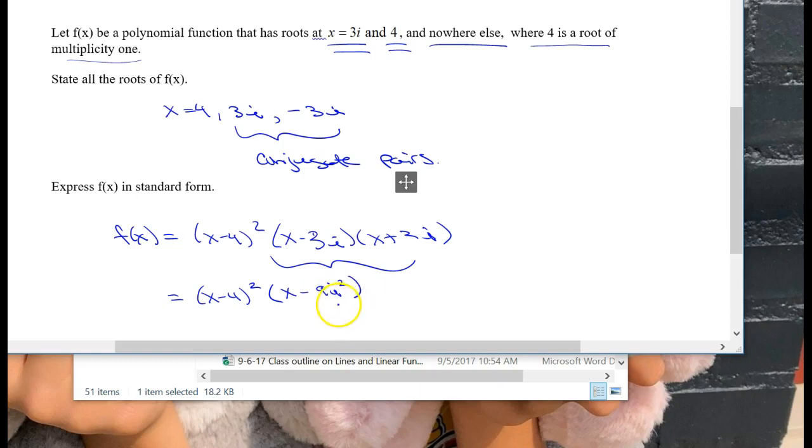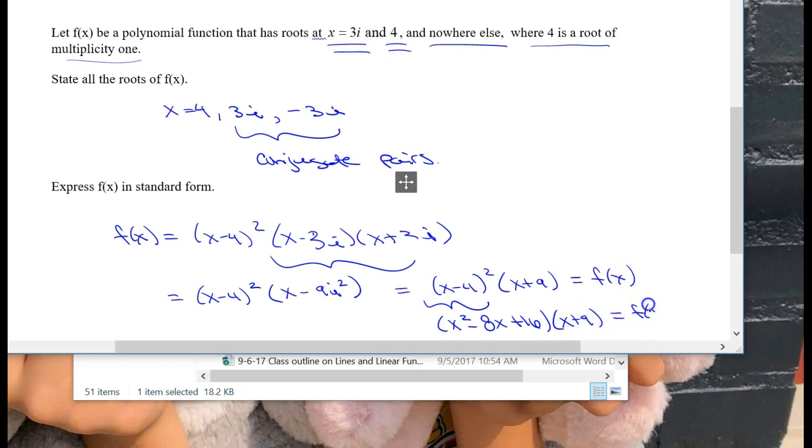All right, but you would never leave i squared as it is. You would write this as x minus 4, all that squared, times x plus 9, because i squared is negative 1. And this now is your f of x. Now, to go all the way through to standard form, you do have some work to do. You have to multiply this out and write this as x squared minus 8x plus 16. All I did was FOIL out x minus 4 times x minus 4. And then you'd multiply all that times x plus 9. This would now equal f of x.